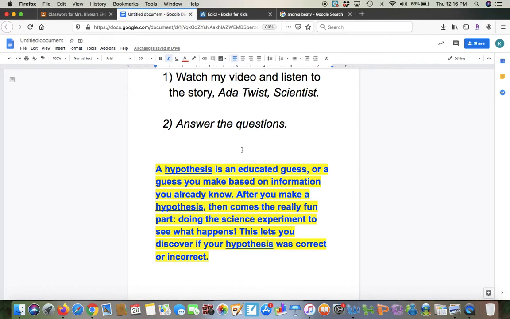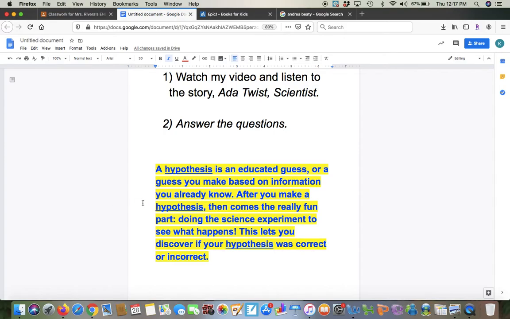You've probably heard that word in science before. So I put a definition here just to help you if you did not remember what a hypothesis was. A hypothesis is just a fancy word for an educated guess. So it's a guess that you make based on information you already know. For example, if I'm looking outside and I see it's getting dark and the clouds are getting gray, I know based on what I already know about rain that it looks like it's going to rain. Okay? I'm not just taking any guess, I'm taking a guess based on what I already know.